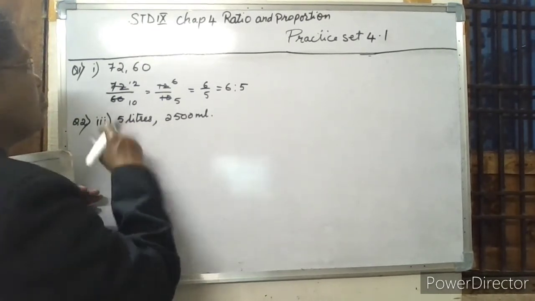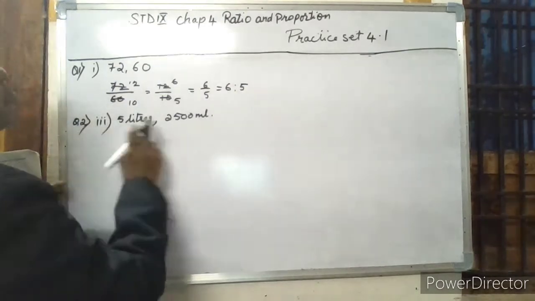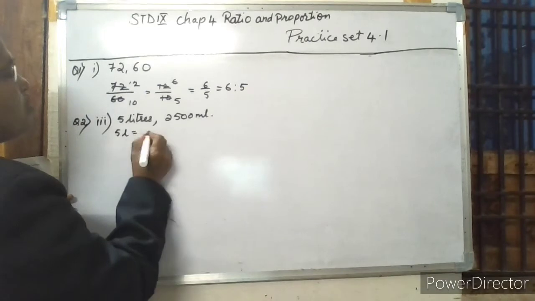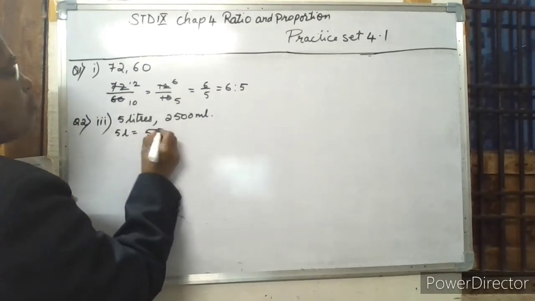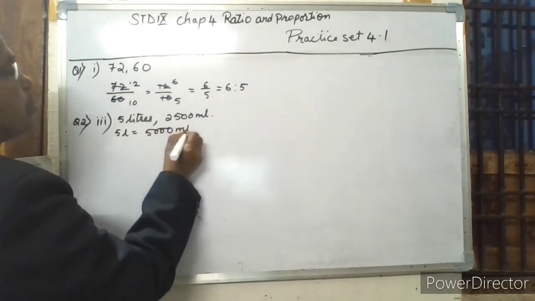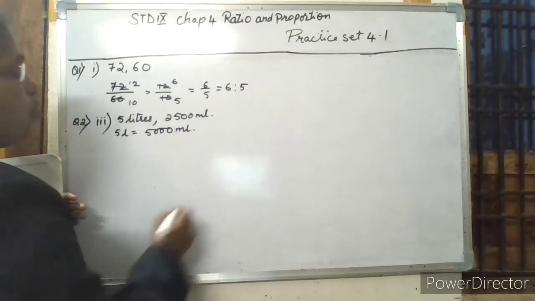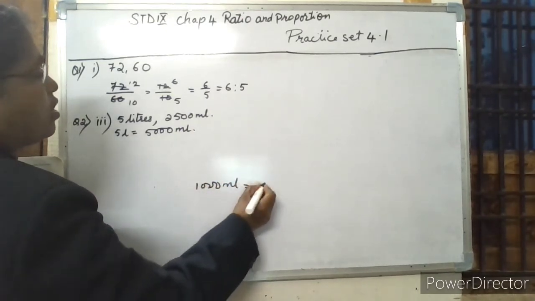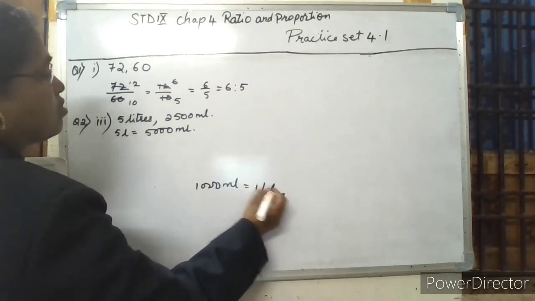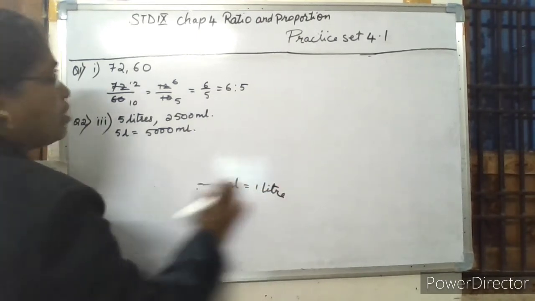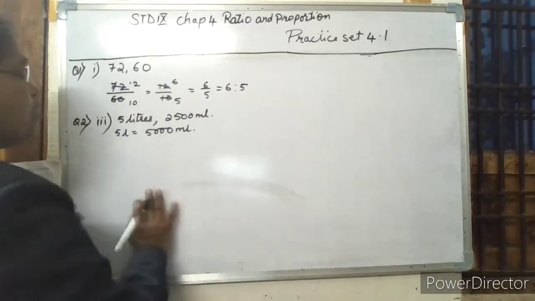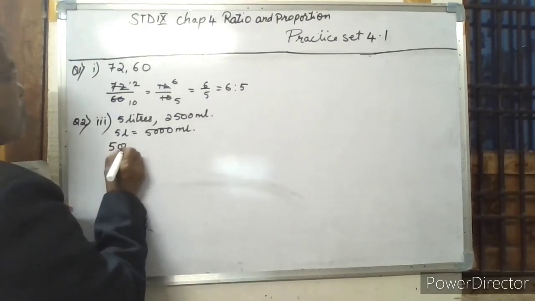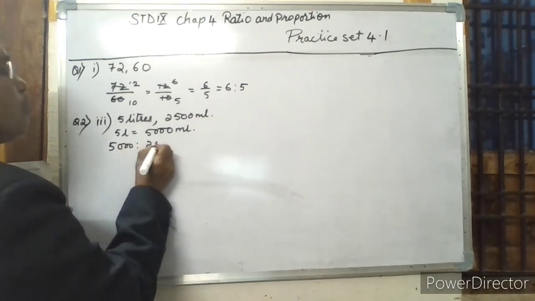So liters must be converted into milliliters. So 5 liters is equal to 5000 milliliters, because you know that 1000 milliliters is equal to 1 liter. Yes, therefore 5 liters equals 5000 milliliters. Therefore you have to find the simplest form of 5000 is to 2500.